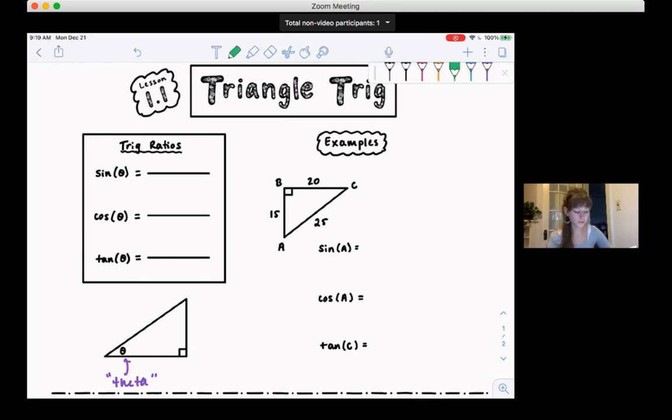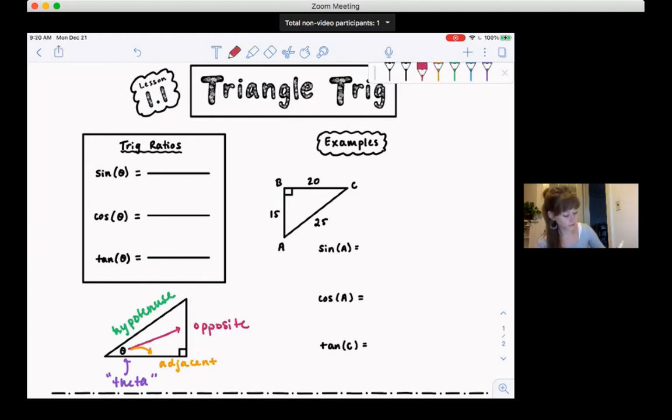If we have our right triangle, we can always label the hypotenuse, which is the side across from the right angle. So across from the right angle, this long side is the hypotenuse. Then if we start at theta and go directly across, we have the side called the opposite side, because it's across from theta. The remaining side, the side touching theta, is called the adjacent side, because it's next to or touching theta. We use these sides to define sine, cosine, and tangent.